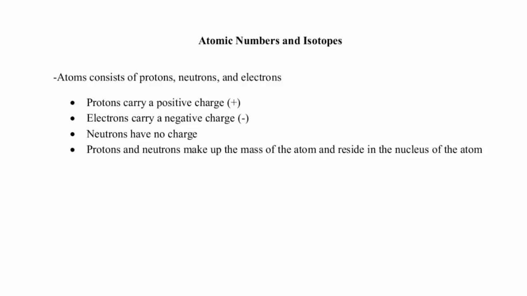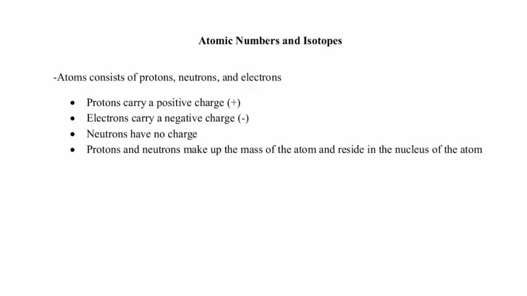Today I will cover atomic numbers and isotopes. Atoms consist of protons, neutrons, and electrons. The protons in the atoms carry a positive charge, the electrons carry a negative charge, and the neutrons have no charge. Now in the nucleus of the atom, the protons and neutrons reside, and they make up the mass of the atom. So that means that the electrons are so small that we say the mass of the electron is negligible. Therefore, the mass of the atom comes from the protons and the neutrons.